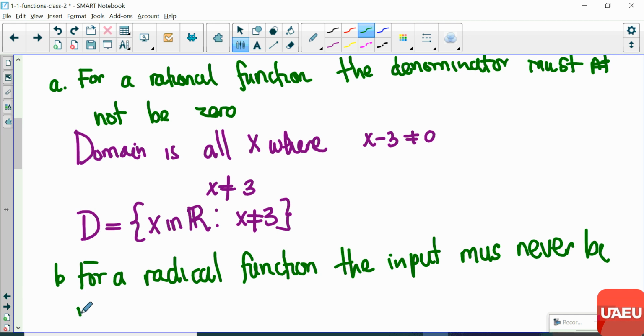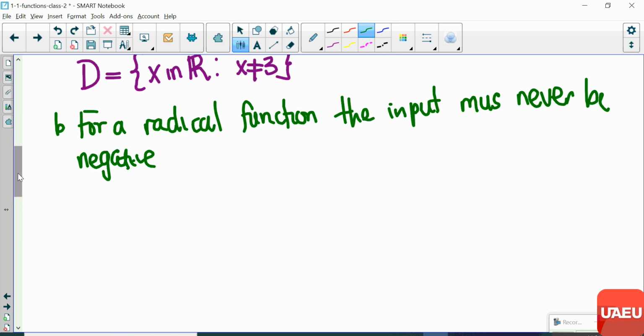I'm finding an English way to say this. But what we're simply saying is that whatever goes under the radical must never be negative. Now, what do we mean by that? We know that our g of t is equal to the radical of t minus 2. So everything under the radical must be non-negative.